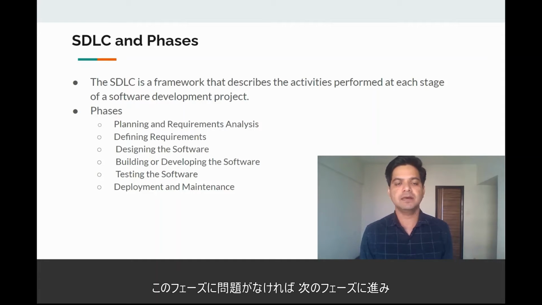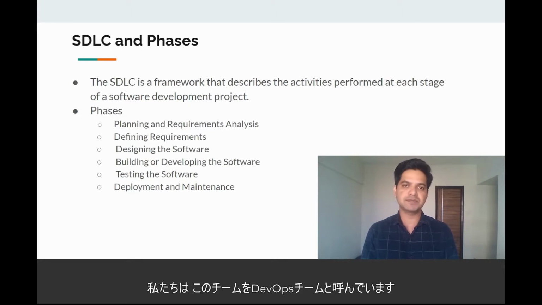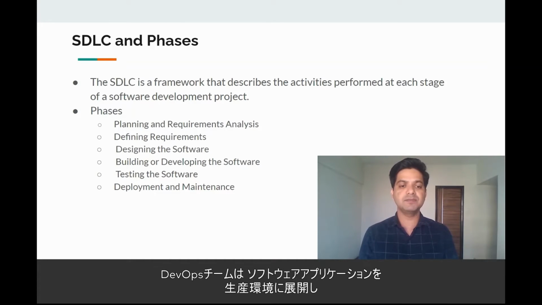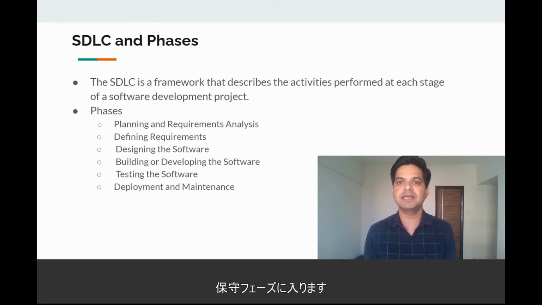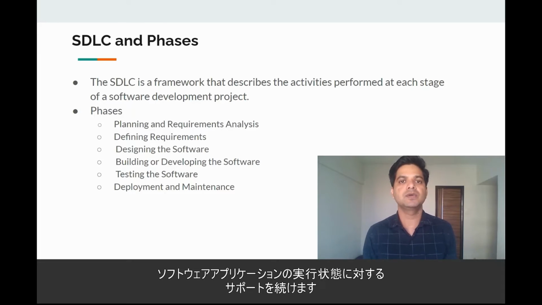Now, that state is nothing but the next phase, where the application gets provided to our deployment team. We also call them the DevOps team. Then the DevOps team will deploy this software application in production, and post that the maintenance phase also gets started, where we need to provide patches or bug fixes as well as some of the enhancements requested by the end customer to continue to support and keep our software application in the running state.